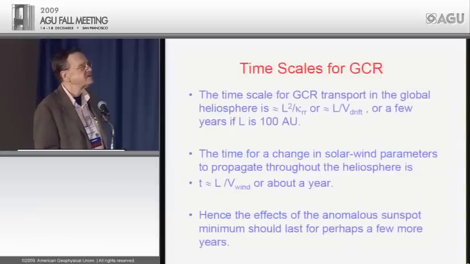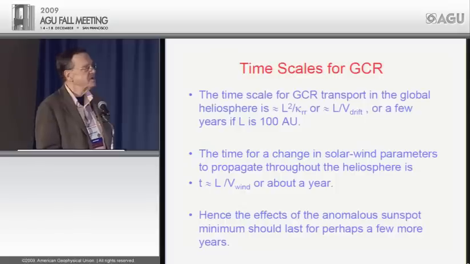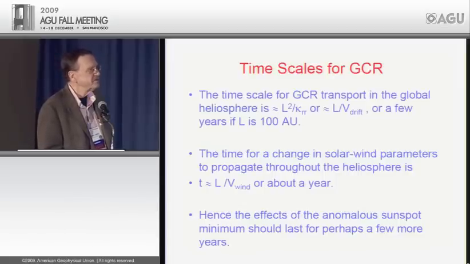Next slide. First I wanted to discuss the time scales. If you do a back of the envelope calculation, diffusive time scales are the length scale squared divided by kappa, taking this to be the radial diffusion coefficient. This takes a few years if L is 100 AU. The time for change in solar wind parameters to propagate through the heliosphere is perhaps about a year. Hence, the effects of the anomalous sunspot minimum should last perhaps a year or a few years, depending on what energy particle you're talking about and what diffusion coefficient.